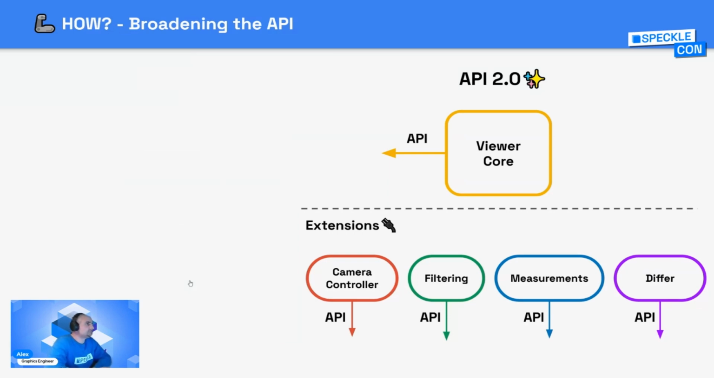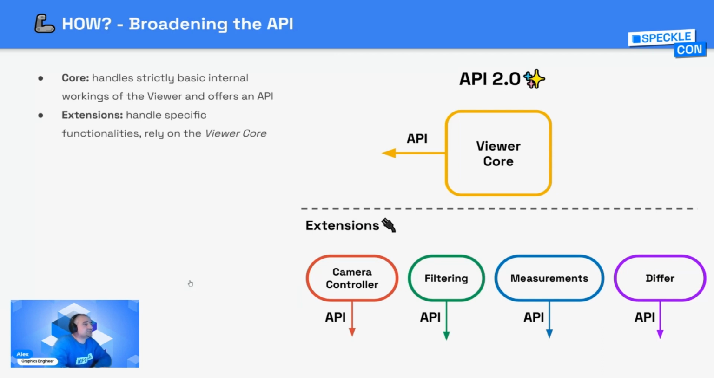Now, the viewer core handles the internal workings of the viewer, and it offers its own API. This means that you can develop applications using the core alone if you feel you don't have any need for the extensions. And the extensions handle specific functionalities like camera control, filtering, measurements, you name it. All of them rely on the viewer core to function, and also each of them offer their own API.